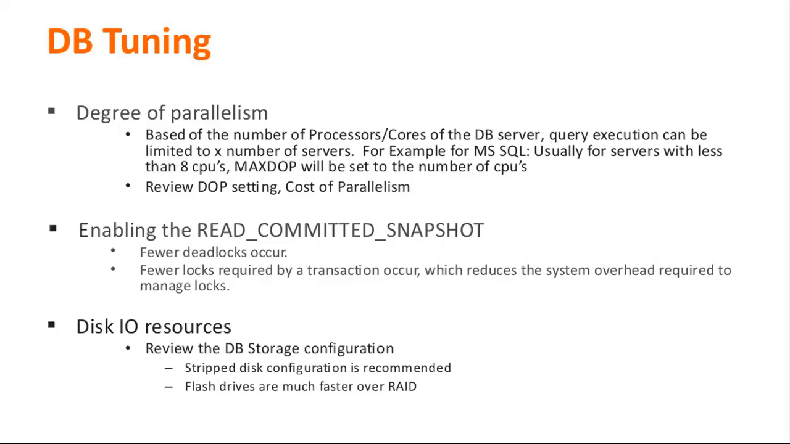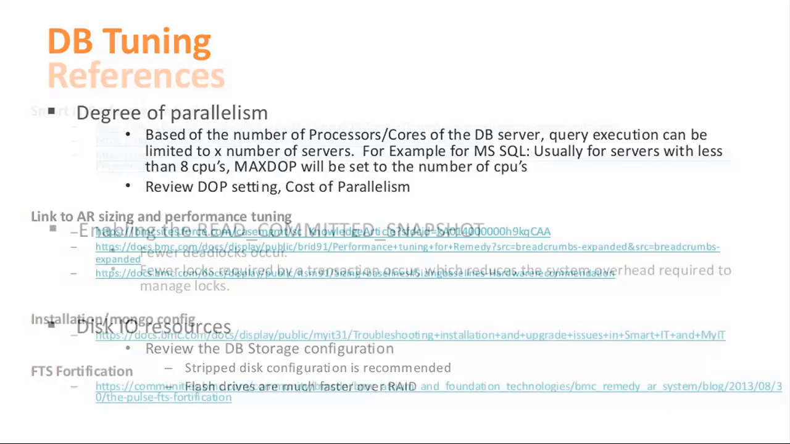Disk I/O is something else that should also be looked at. Review what kind of storage you have. Striped disk configuration is recommended over concatenated disks. Flash drives are much faster versus RAID, so understand all of that.